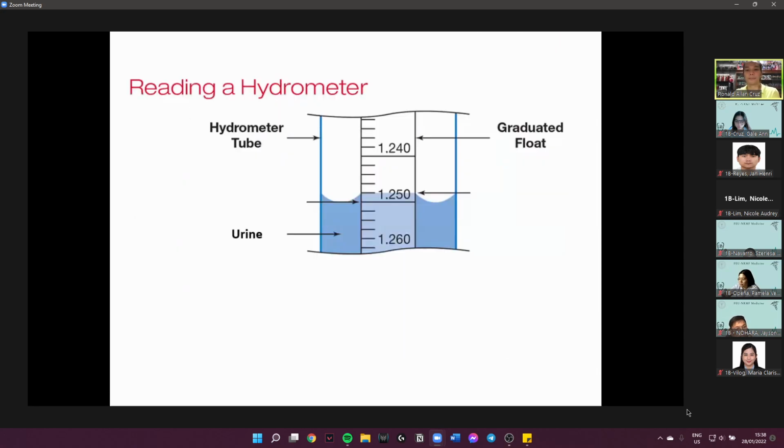Yeah. So in reading your urinometer, you get the lower meniscus. So this one, not the upper margin of your fluid. So you're getting the lower meniscus. So this reads around 1.25. No? Yeah. So that's how you read your urinometer or your hydrometer.